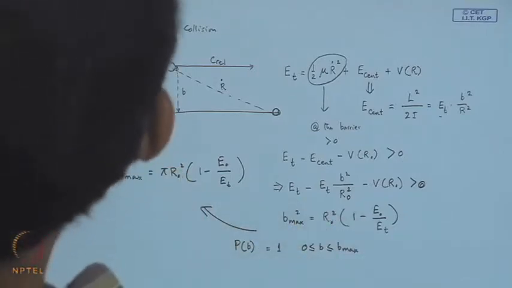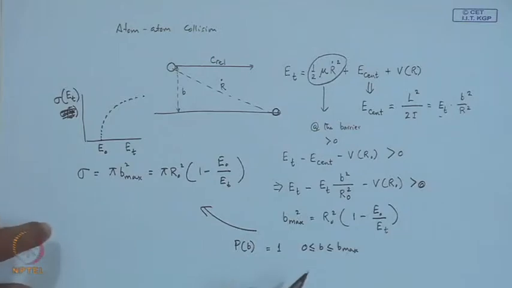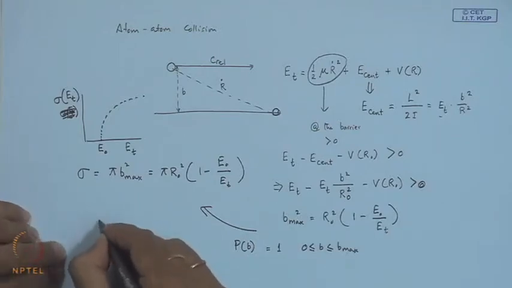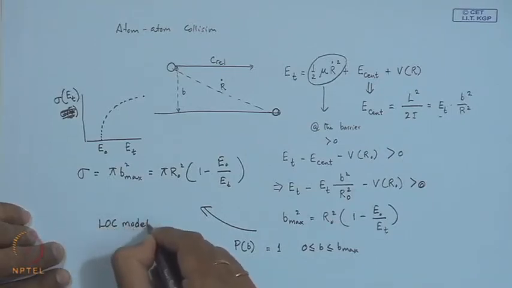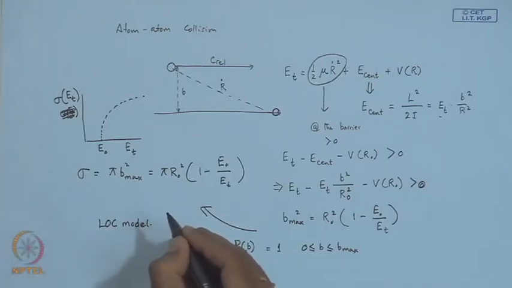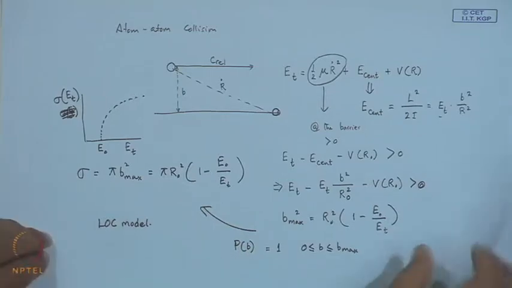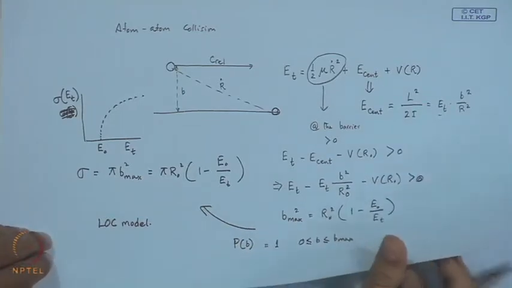Okay. So, this is your line of center model, the LOC model, for calculating the cross section. Next, this is with a barrier. Okay. So, atom collision with a barrier.